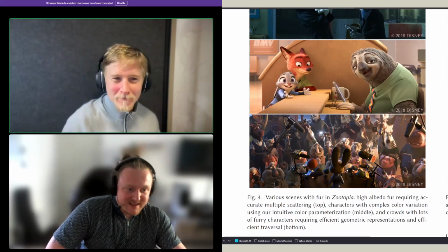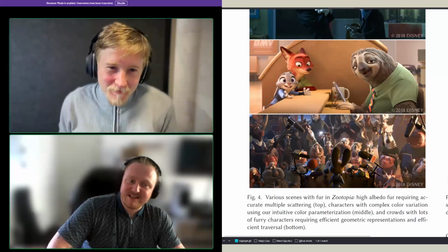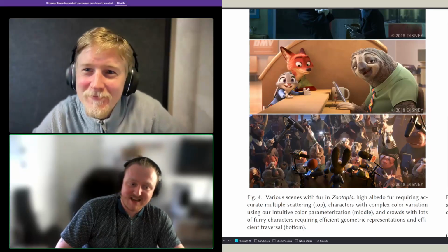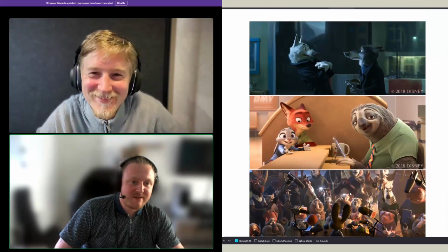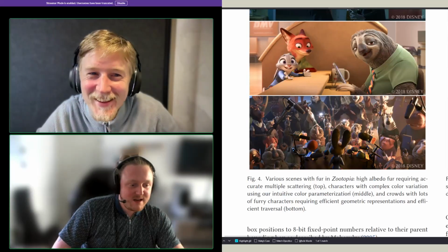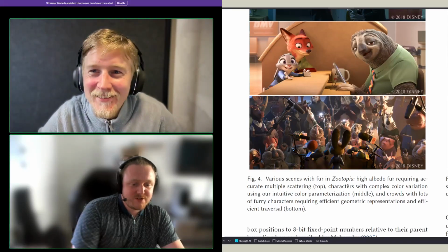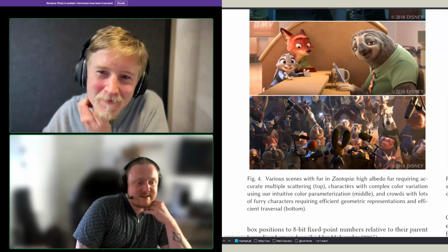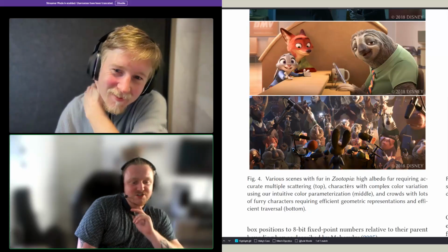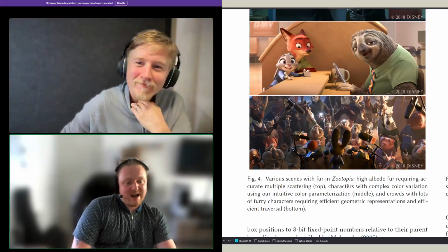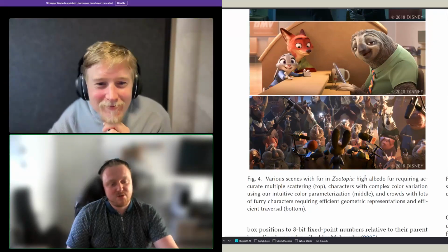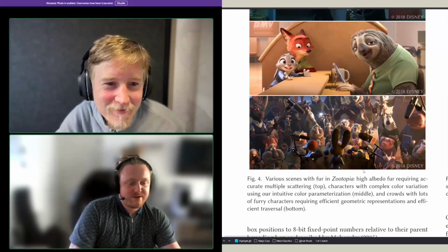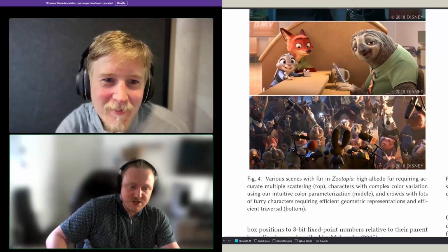I don't think I've seen it enough to remember it, but they really take the mick with the sloth scenes, and I love them. But this is about fur, if I recall correctly. Yeah. High albedo fur requiring accurate multiple scattering, characters with complex color variations, and crowds with lots of furry characters requiring efficient geometric representations and efficient traversal.